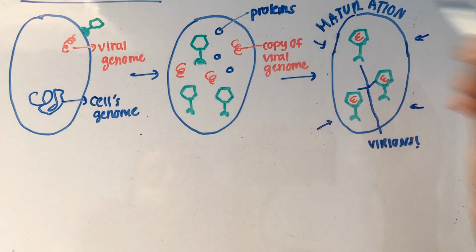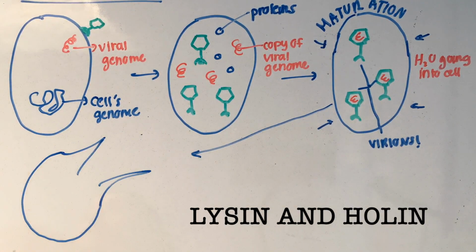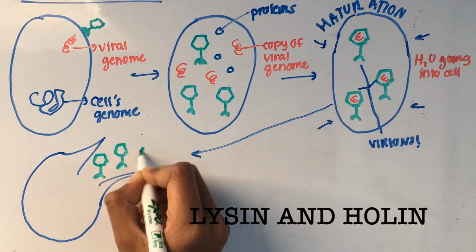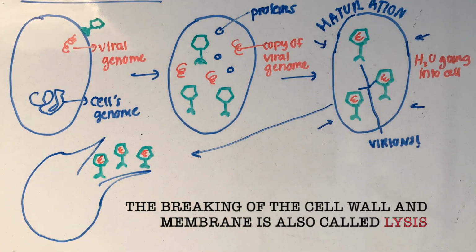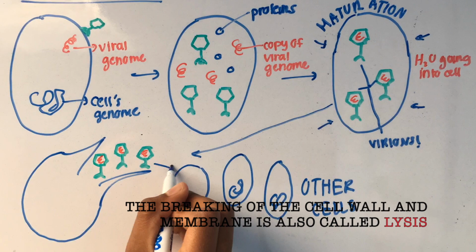So, the virus starts the expression of proteins called lysin and holin that create holes in the cell's membrane and wall. The holes make water flow into the cell and the cell bursts. Then the virions escape and move on to other bacterial cells to infect.